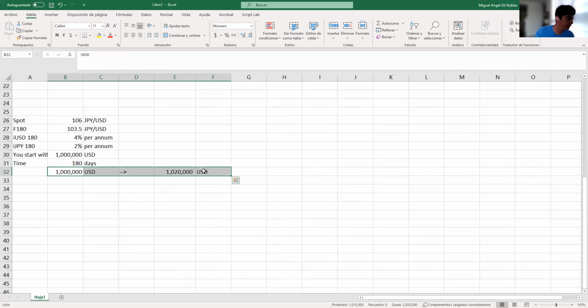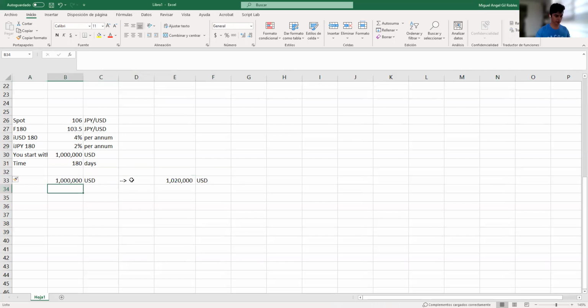I know that if I stay in the US after 1 year, I will have $20,000 extra to what I started. But the question is, what happens if you convert your dollars to Japanese yen and you invest in Japan? So to do that, let's convert the $1 million into Japanese yen.